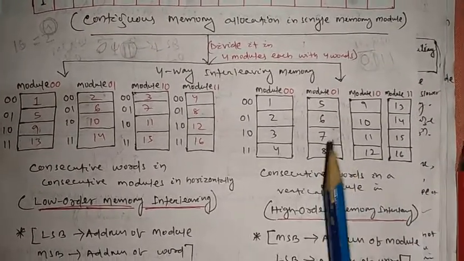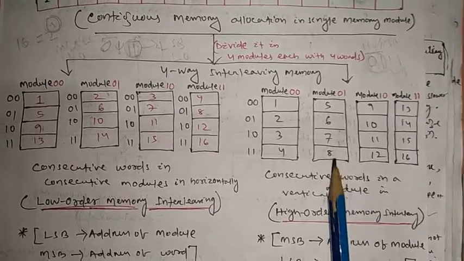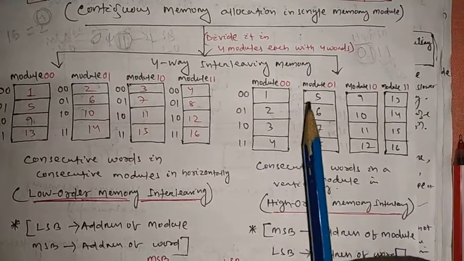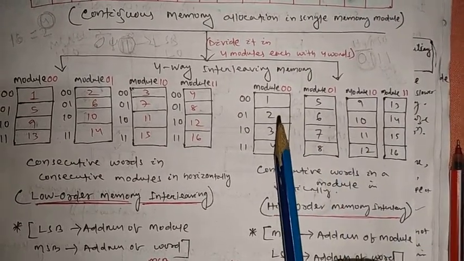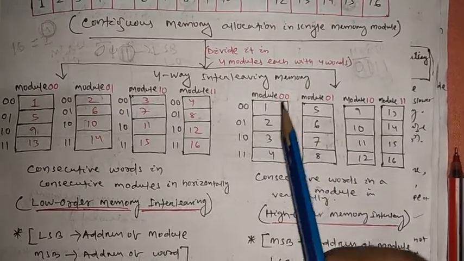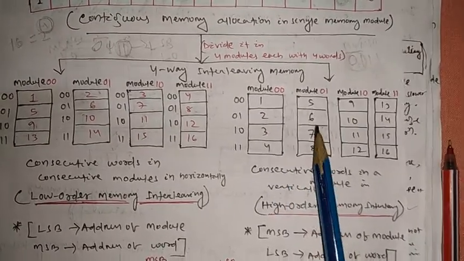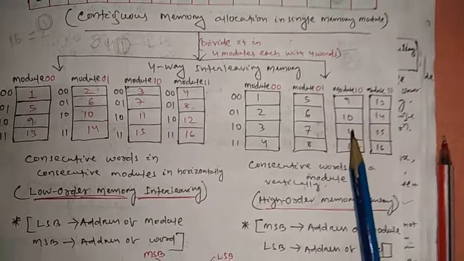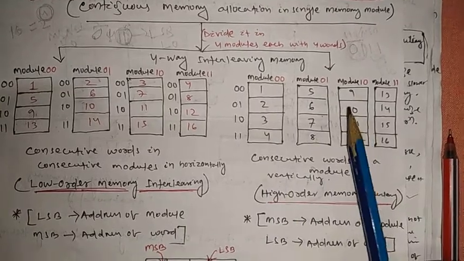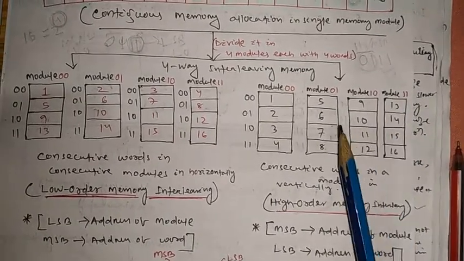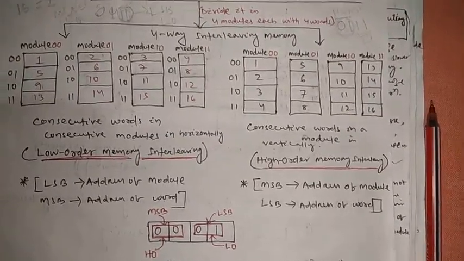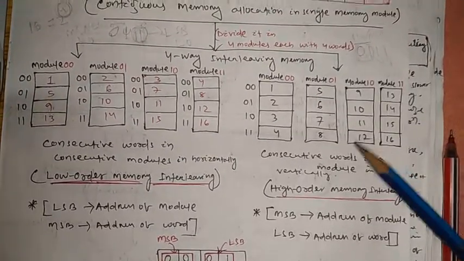Though data are stored in a sequential manner, there is one advantage here. What is it? Multiple processors can execute with the help of multiple modules. Processor 1 can access this module, processor 2 can access this module, processor 3 can access this module, processor 4 can access this module. So multiple processors can perform their tasks simultaneously with the help of high order memory interleaving. This is the advantage of high order memory interleaving.